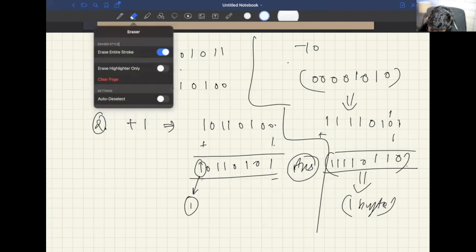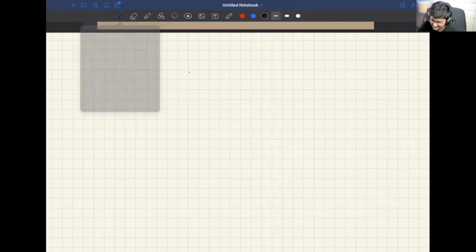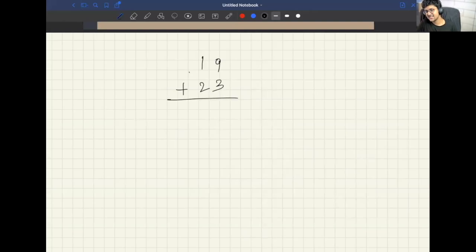Okay. Let's do from the very basic stuff. Let's do 19 plus 23. This is, let's say, decimal number. 9 plus 3 is what? 12. 1 carry over. 2 plus 1 is what? 3. 4 carry over. Sound good?